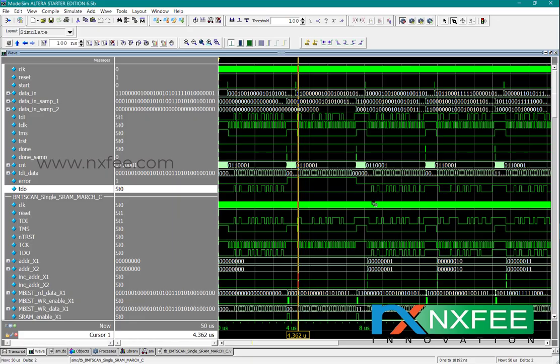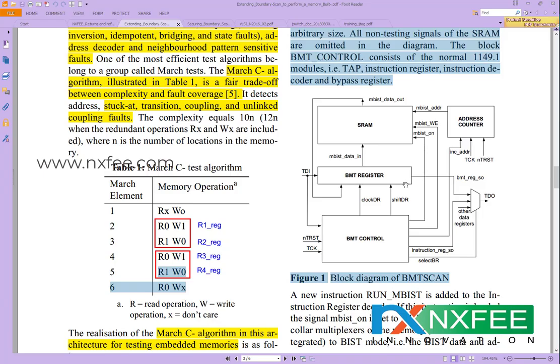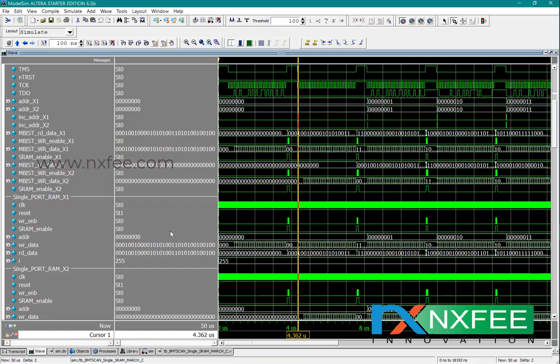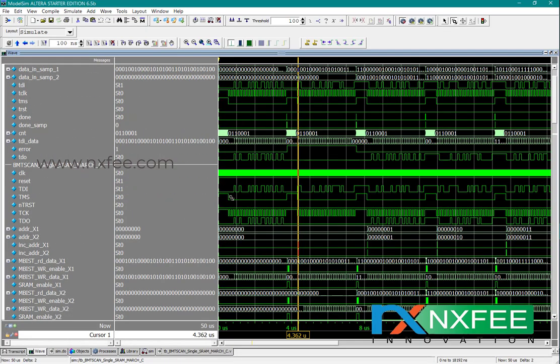It takes one cycle delay. This is the first cycle and this is the second cycle. In the second cycle, reading happens in the BMT 2 register, and only in the third cycle do we get the data. That's why it takes some delay. At the time of these operations, we initiate the shift DR to BMT register mode, so that's why it creates this output.